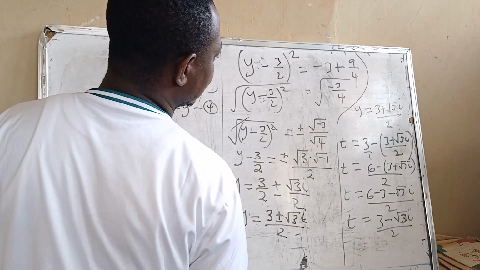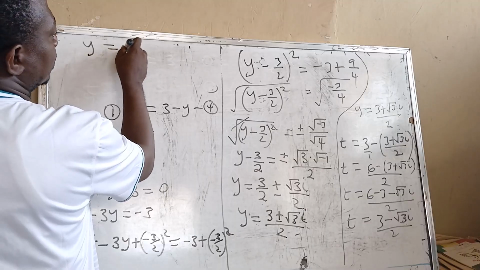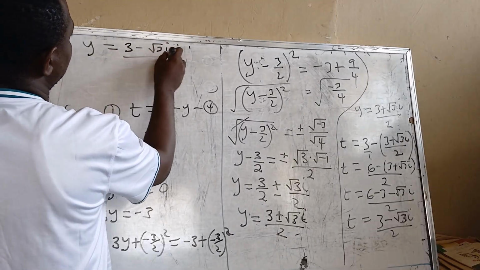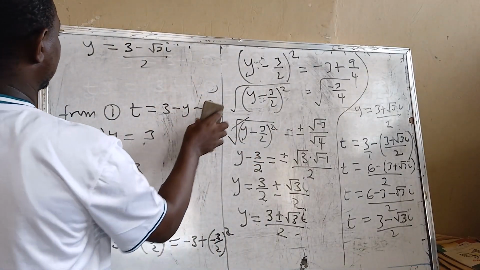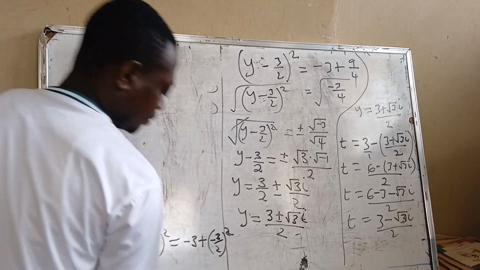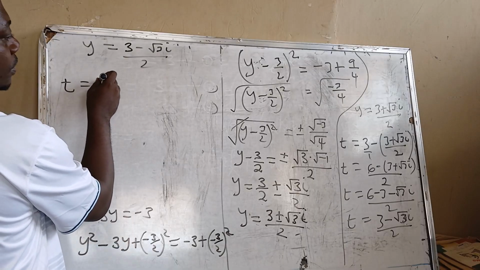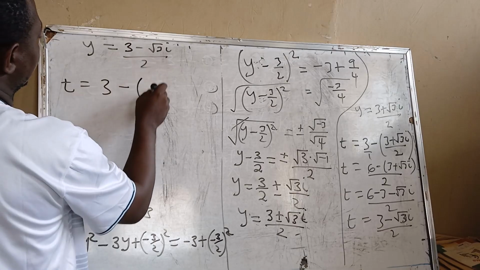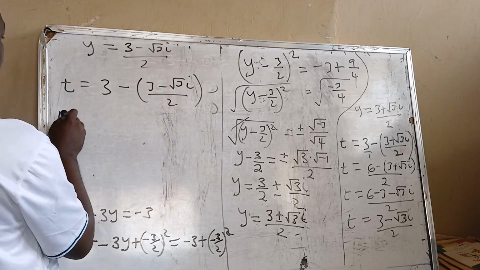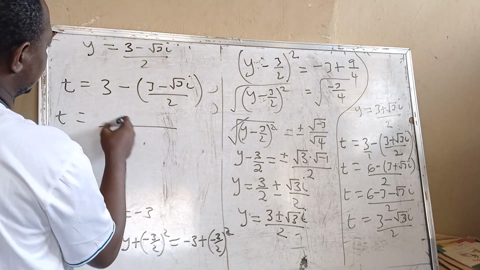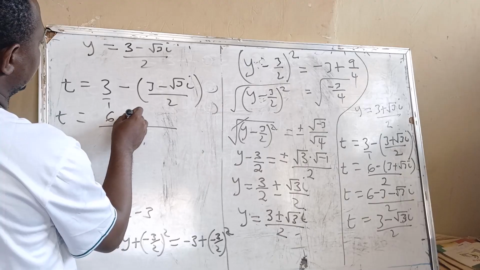Now we are done with when y equals (3 plus root 3 i) on 2. Let's look at the opposite. When y equals (3 minus root 3 i) on 2, let's put it here. So t equals 3 minus (3 minus root 3 i on 2). The LCM is still the same.